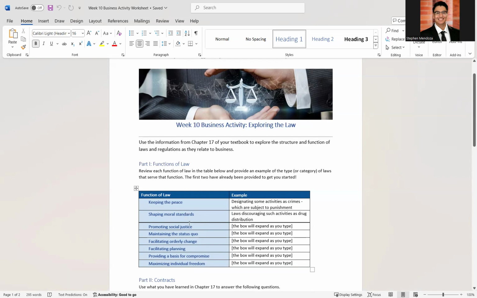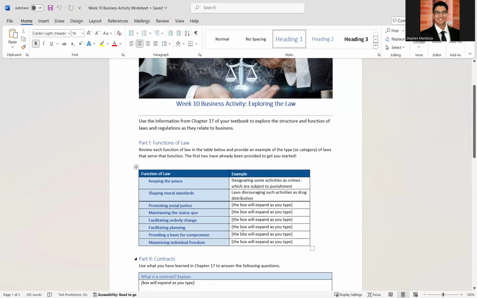I'll do one more, promoting social justice, and I'll leave the rest for you all to continue doing your research and identify examples. So promoting social justice really is basically laws prohibiting discrimination. Laws governing social order are just and equitable, and there's things like the Civil Rights Act of 1964, which promote equal pay and opportunities. That's an example. Again, there's a few others that you're going to have to do research on and refer back to your textbook for the definition and for certain examples.